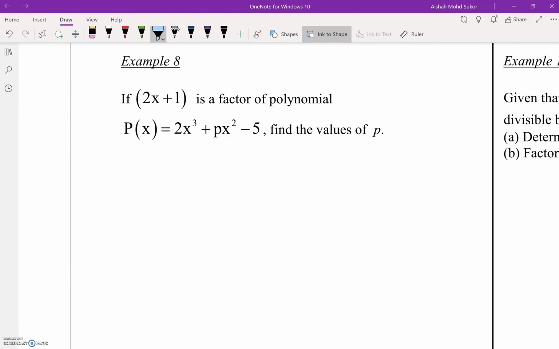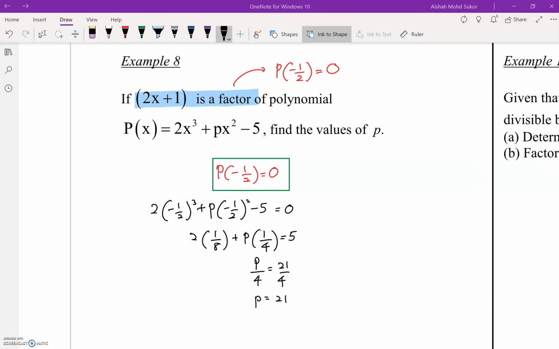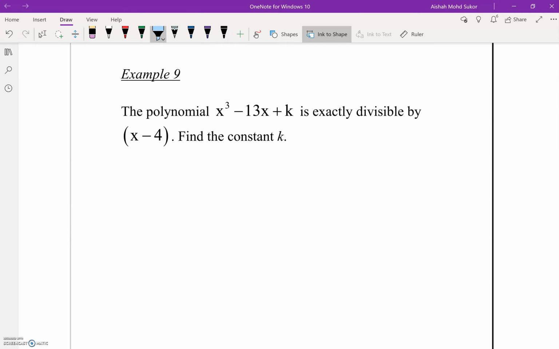Example 8. If 2x plus 1 is a factor of polynomial p(x), find the value of p. From this statement, we have p(negative 1 over 2) is equal to 0. By substituting x equals negative 1 over 2, we get p to be 21.